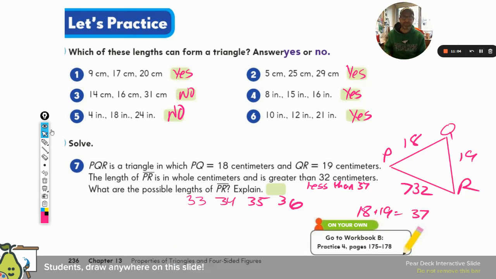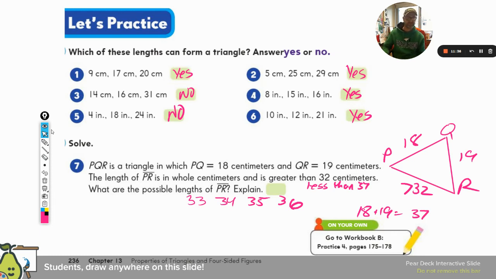Okay, I think I came up with a strategy for these. For 1 through 6, I'm always finding the two shortest sides. So in this case, 9 plus 17, is it bigger than 20? Yes. If the two shortest sides are bigger than the biggest, then you can form a triangle. Over here, 14 plus 16, is it bigger than 30? No. 4 plus 18, bigger than the big 24? No. 5 plus 25, bigger than 29? Yes. 8 plus 15, bigger than 16? Yes. 10 plus 12, bigger than 21? Yes.